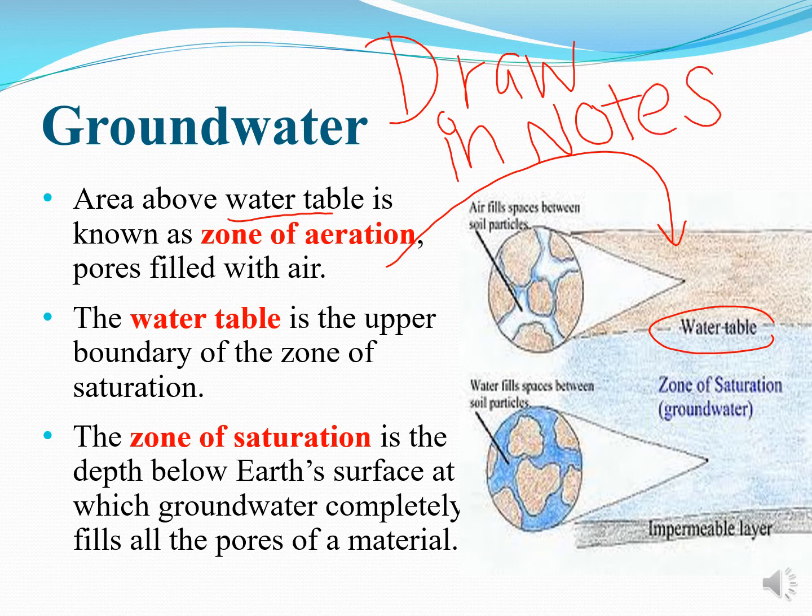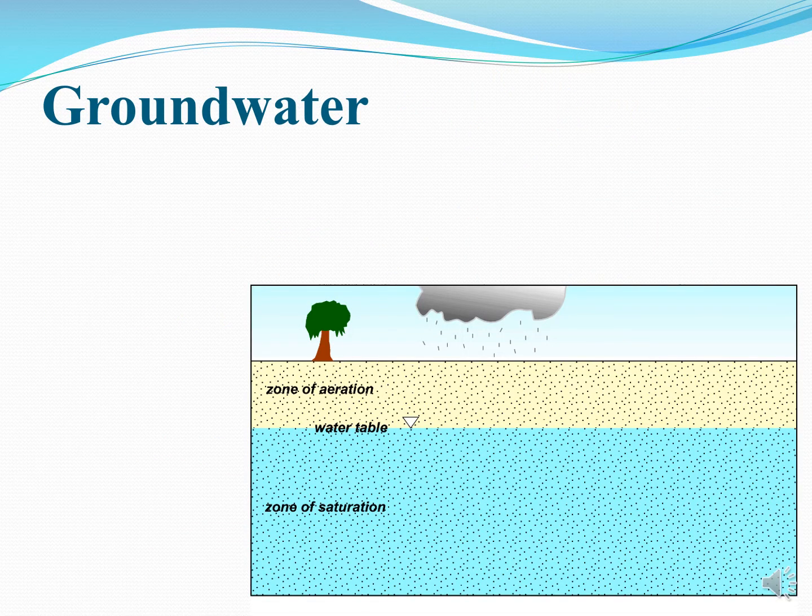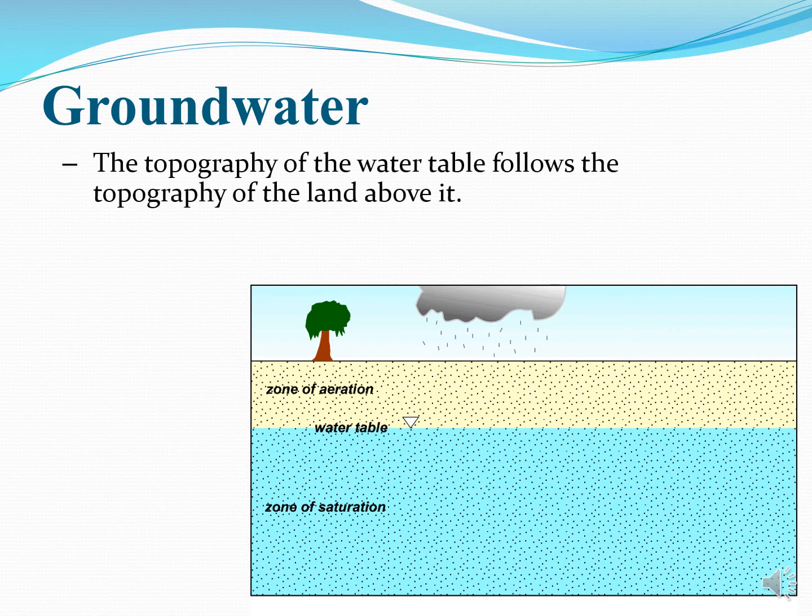All right, so the water table is the upper boundary of the zone of saturation. As you see here, the zone of saturation is the depth below the Earth's surface at which groundwater completely fills all the pores. This is our groundwater. The topography of the water table follows the topography of the land above it. So as I told you, zone of aeration, then the water table, then the zone of saturation. Which one is mostly groundwater? Saturation.